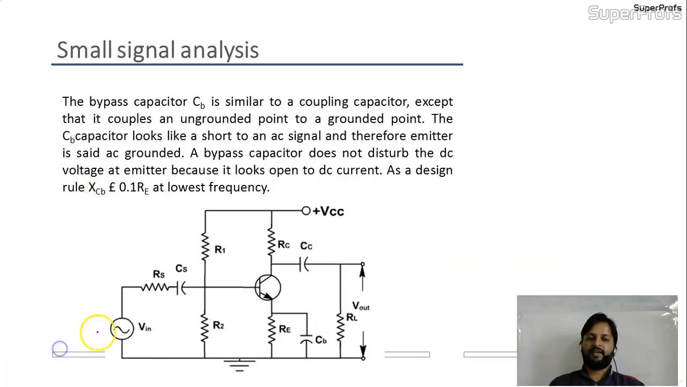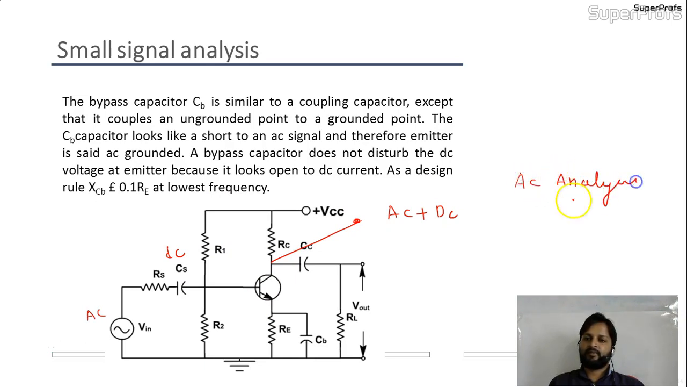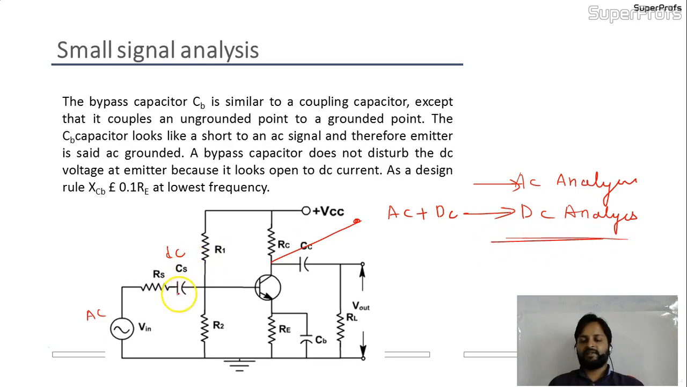If you are having AC as well as DC at the input, you have AC as well as DC before the coupling capacitor. So for this entire circuit, you need to study this circuit in two ways. You need to do AC analysis of this circuit and DC analysis of this circuit. We need two things to analyze for this circuit. One is DC analysis, one is AC analysis.